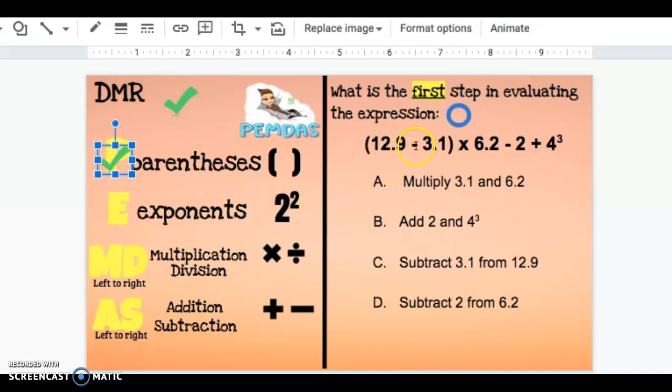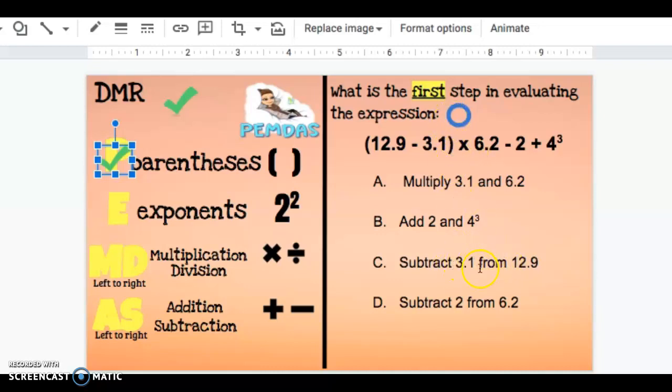So we're looking for subtracting or minus. So multiplying 3.1 and 6.2? No, we're not multiplying first. Add 2 and 4 cubed? We're not adding. Remember, we're looking for the 12.9 minus 3.1. Subtract 3.1 from 12.9. There's our answer.